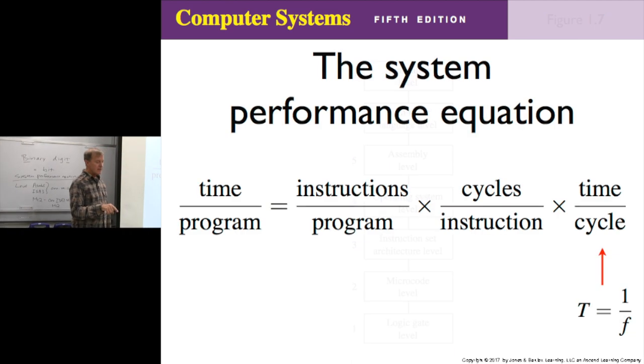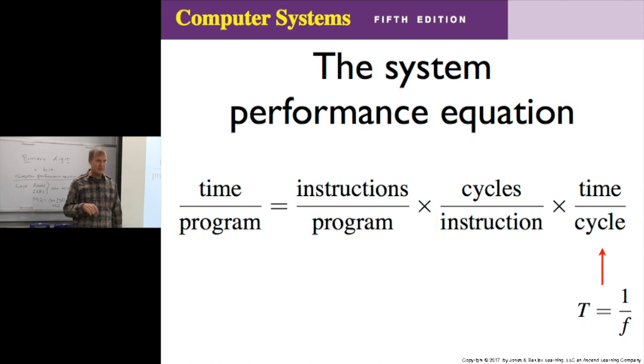Oh, and by the way, this time per cycle, do you guys know when you buy a computer, what's one of the things you look at in the specifications for the CPU? What do they advertise? They advertise gigahertz. Now, what is that gigahertz number? The higher the gigahertz rating, the faster your computer is. That's a measure of speed of the computer. So what is that gigahertz? That's cycles per second. Are you with me? So that's a frequency, little f.